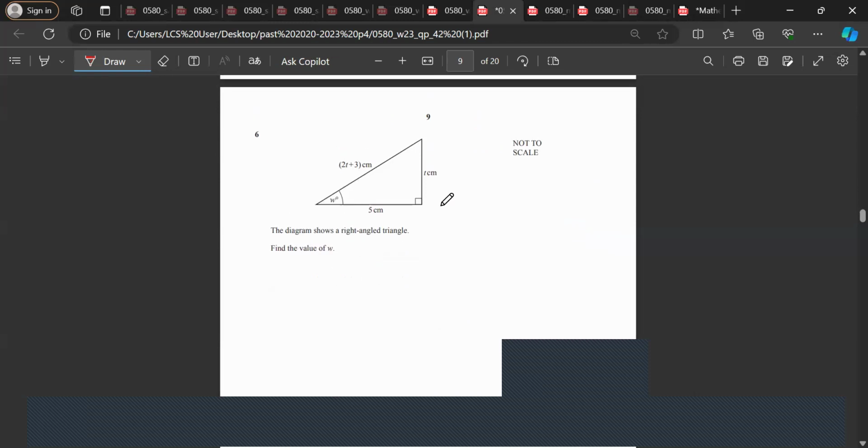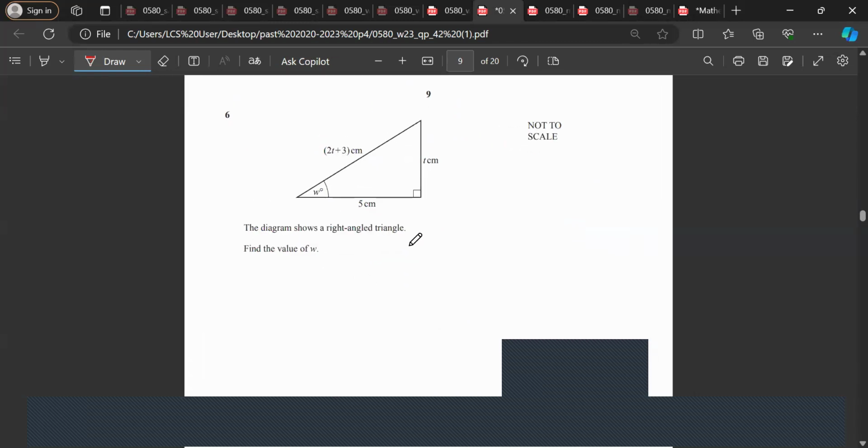Okay, what do you think about this question? He wants the value of W. And then I have this and this and this. What should I do? And it is a right angle triangle.